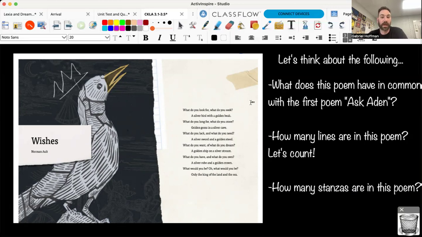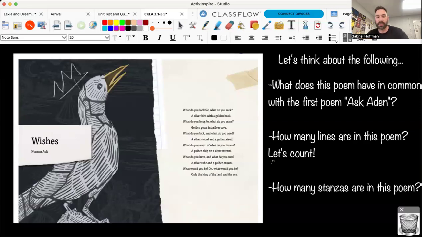We looked at poem lines yesterday. If you look, let's count the number of lines. Each question is its own line. Each answer is its own line. So if we count, we have 1, 2, 3, 4, 5, 6, 7, 8, 9, 10, 11, 12 lines in the poem. And then we're looking at stanzas.